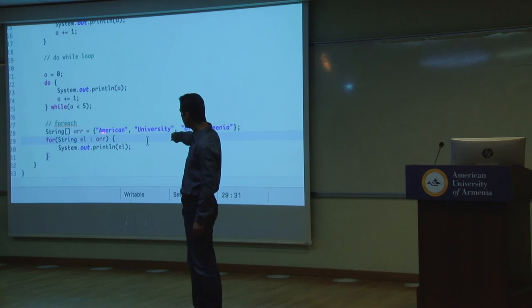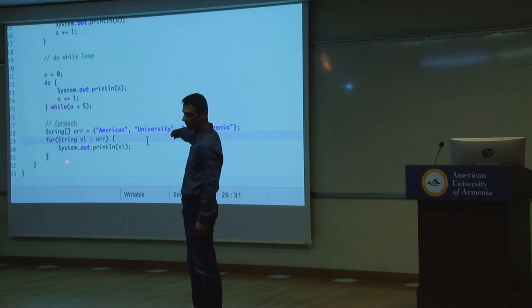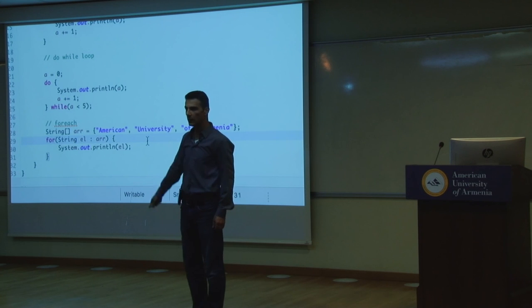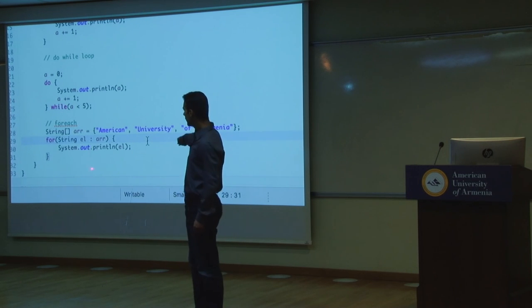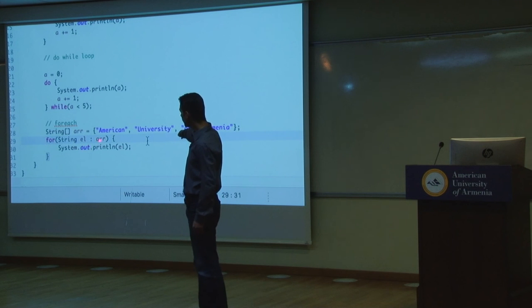So this L will, on the first time, be America, next time it will be university, next time Armenia. No, it's not reserved. You can call this whatever you want. Yeah, it's a variable name. It's a name that you use to refer to that value from your loop. The more you learn, the more you understand the difference. But okay, so this part, does anyone not understand how this works? So this is the array, right? This will represent a value in the array for every cycle. So the first cycle, L is America, and we print that. Next cycle, L will be this. Next cycle, L will be that.